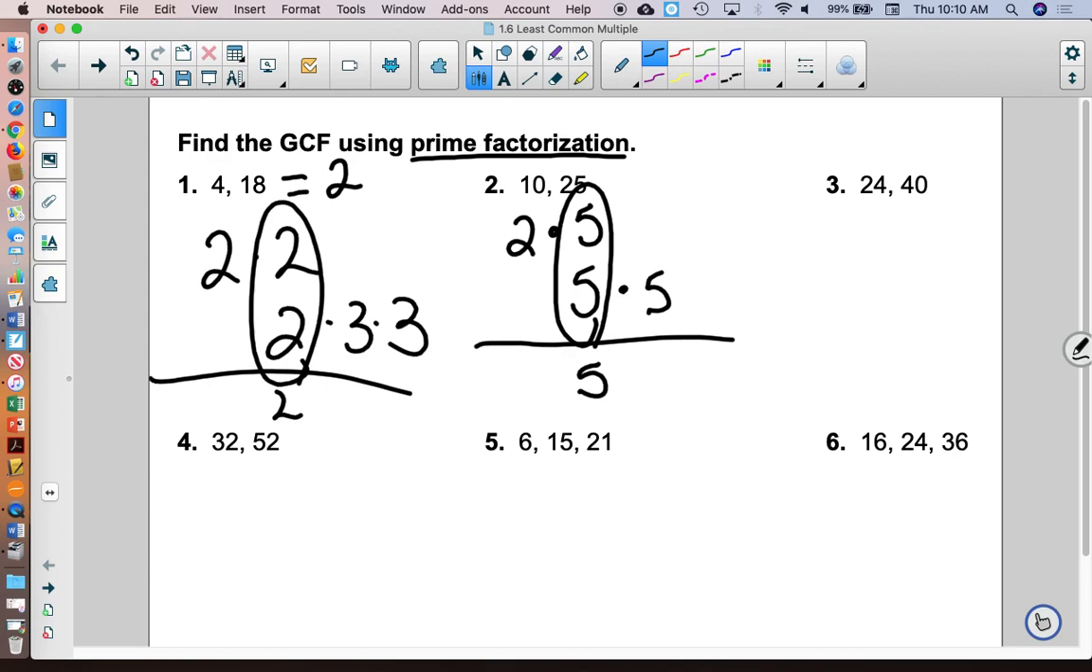Nice job. I do not see a prime factorization on either one of those. Okay, there you go. All right.